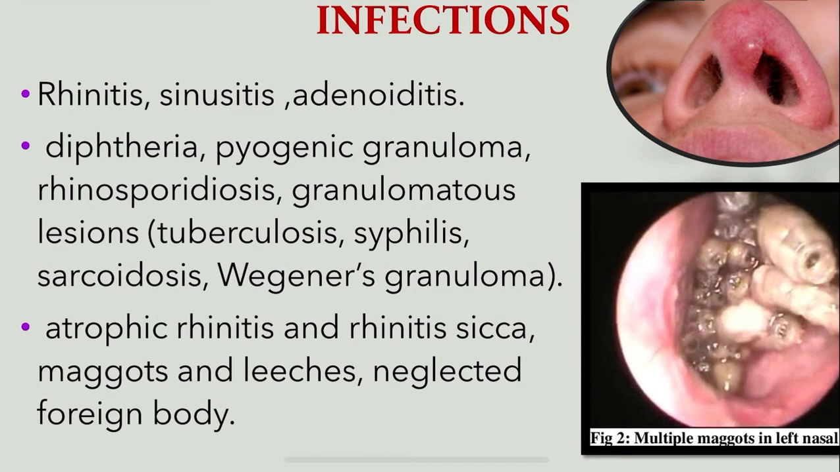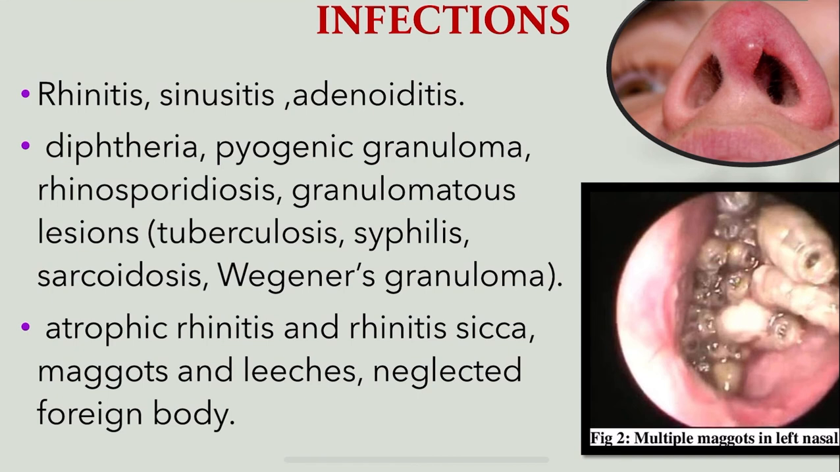Granulomatous lesions will include the tuberculosis, syphilis. So in these conditions, you see the granulomatous lesions. After the inflammation, a granuloma is formed. And then sarcoidosis. Sarcoidosis, it is a disease which is characterized by the tiny collections of granulomas. Okay, here also, it is also a granulomatous disease. And then Wegener's granuloma. What is Wegener's granuloma? Here there will be inflammation of the blood vessels in the nose and then sinuses and so on.